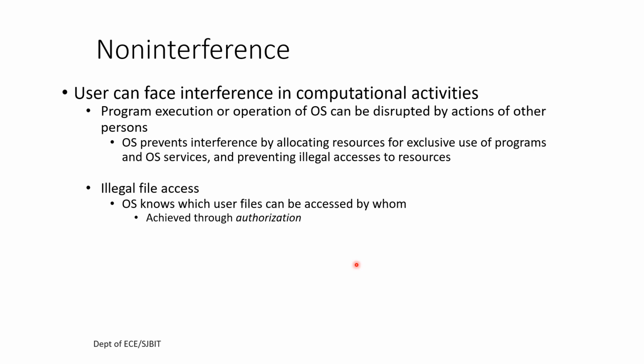Efficient use means that whatever resources are there must be efficiently utilized by all the programs. To achieve this efficiency, the OS must monitor the resource allocations. Once the execution is completed, the resources must be removed from the particular program. So this is the efficient use of computer systems.